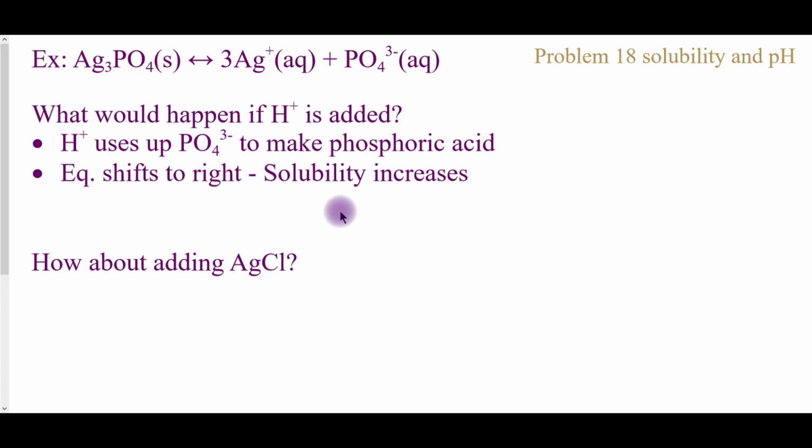What happens if silver chloride is added? Chloride is the conjugate base of hydrochloric acid. Since hydrochloric acid is a strong acid, the chloride is a weak conjugate base and will not react with the hydrogen ion. Silver, however, is also a product. Adding the silver will cause it to shift left because of the common ion effect.